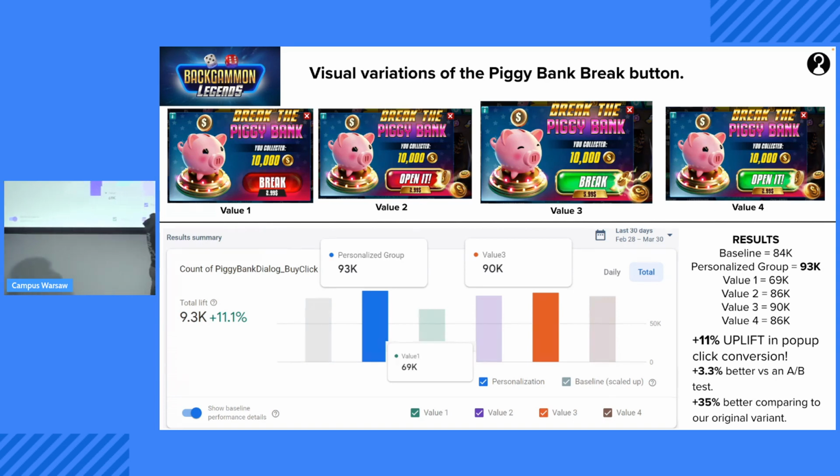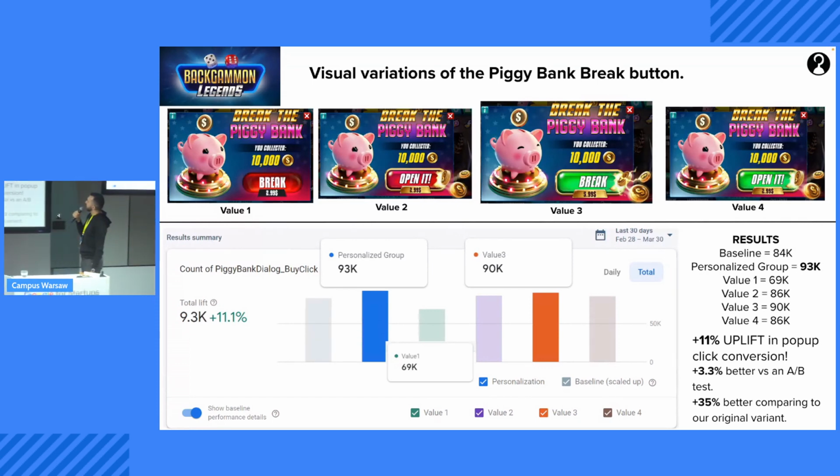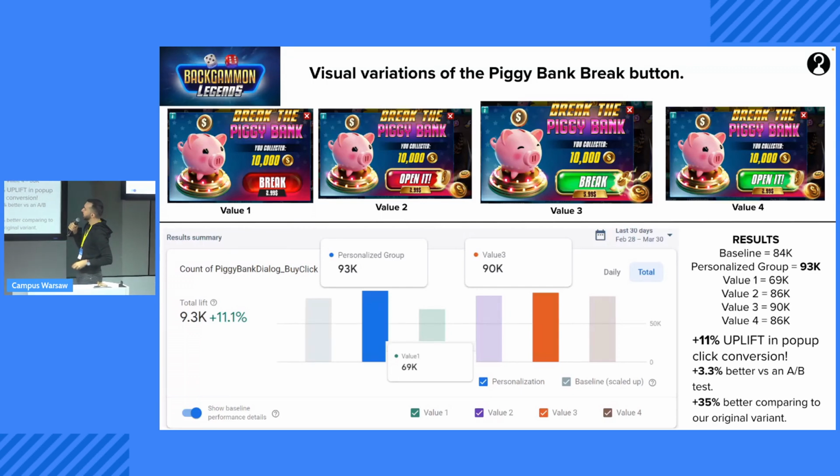So when we look here at the actual results, baseline, okay, let's start at value 1, because before we started personalization, we had only the variant on the most left, and that did 69,000 clicks on the break button, and value 2 did 86,000 clicks, value 3 did 90,000, value 4 86,000. And one important thing is that if we were to do an A/B test, here value 3 would win, right? Because that would convert the best, we would apply that.